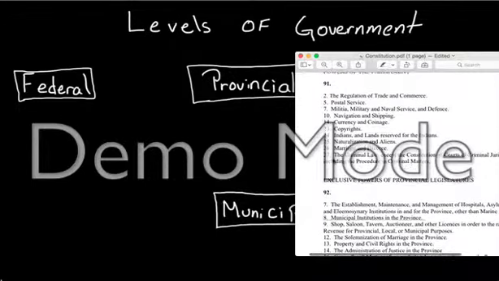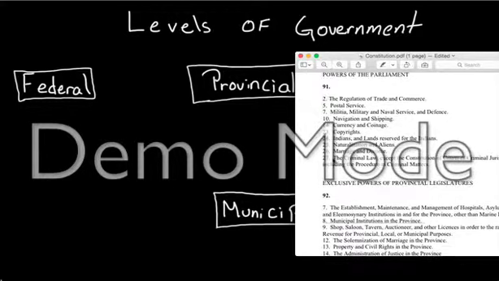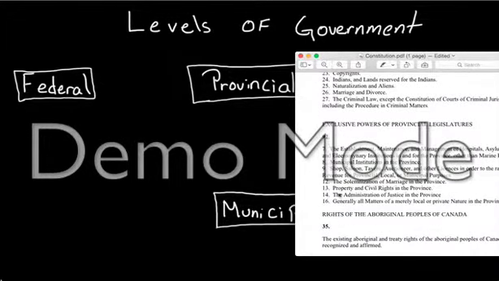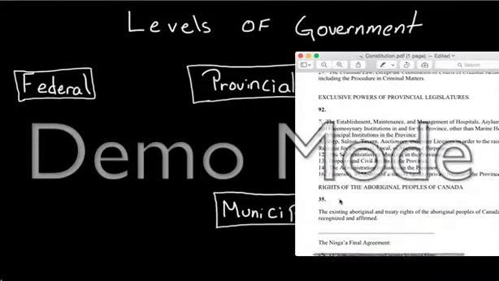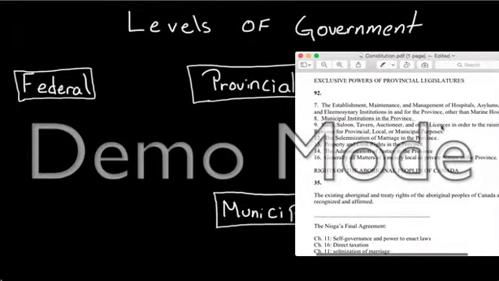What are the provinces in charge of? Well, it's really well done in our Constitution. Section 91 is the federal government. Section 92 is the provincial government. So let's go through a few of these. They're in charge of the maintenance of hospitals, and that's why today the provincial governments are in charge of healthcare generally.